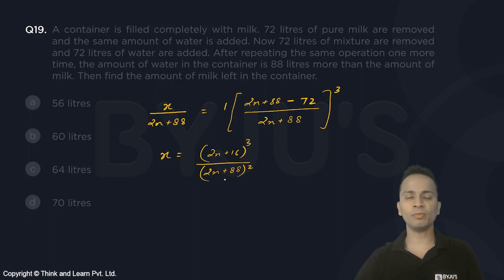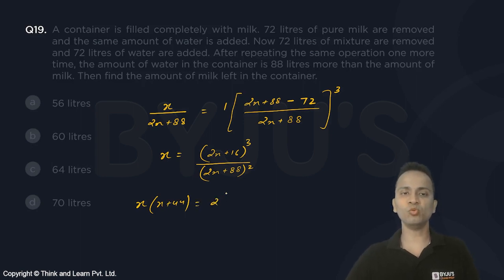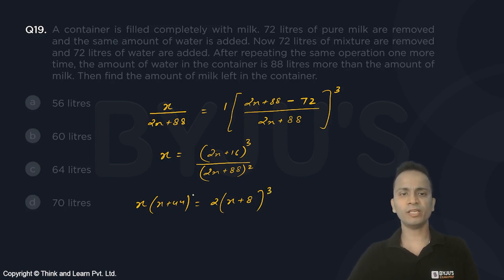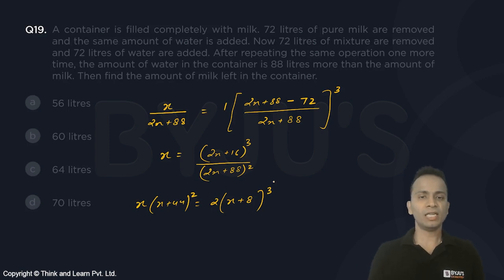I can take 2 common from numerator and denominator and do cross multiplication. So x bracket x plus 44. In the denominator 2 square and in the numerator 2 cubed. So I'll be left with 2 into x plus 8. All right. So this is the equation, and now I have to solve for the value of x. Okay. So this is square and this is cube, right?